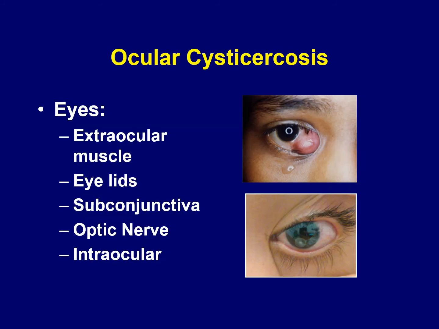Also, cysticercosis can develop in the eyes. They're in various parts of the eye: extraocular muscle, eyelid, subconjunctiva, optic nerve, intraocular. So here are some images to the right.